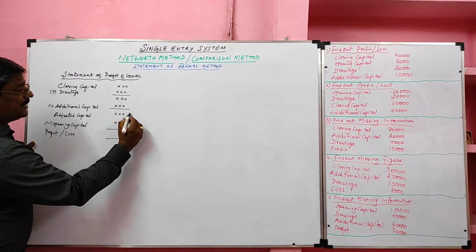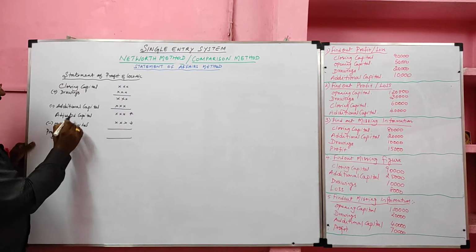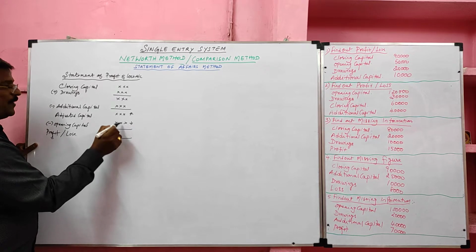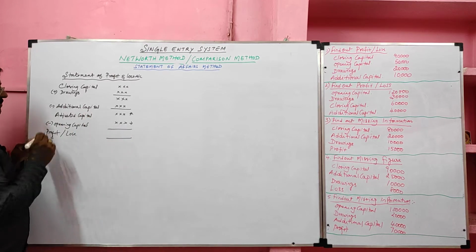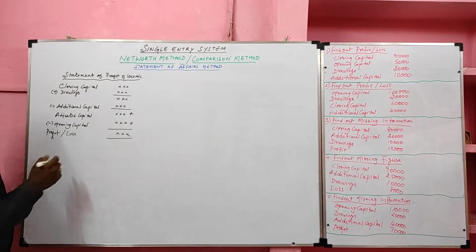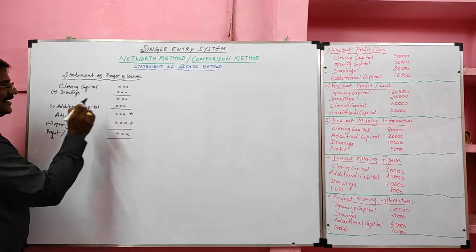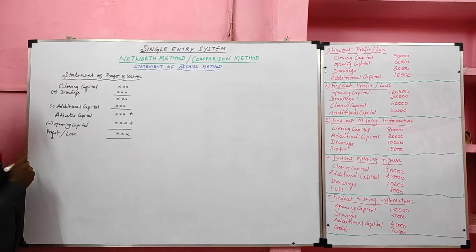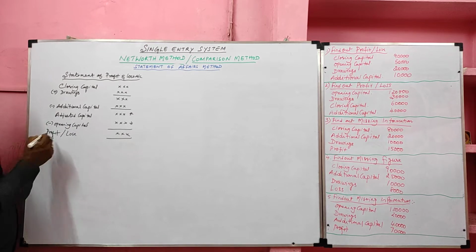If adjusted capital is more than opening capital, the answer is profit. If adjusted capital is less than opening capital, it is called loss. Listen student, closing capital plus drawings minus additional capital gives adjusted capital. Then we deduct opening capital. If adjusted capital is more than the opening capital, we call that profit. If it is less, it is called loss.